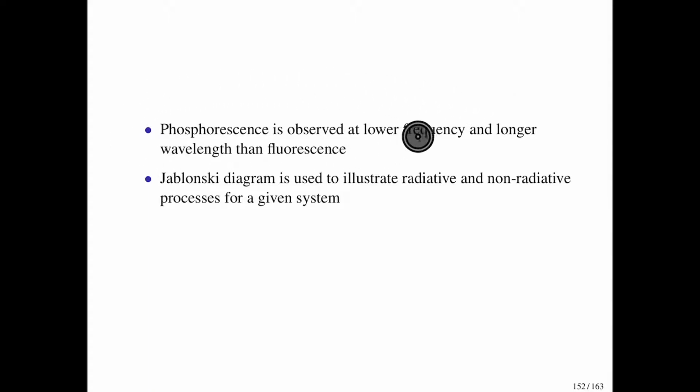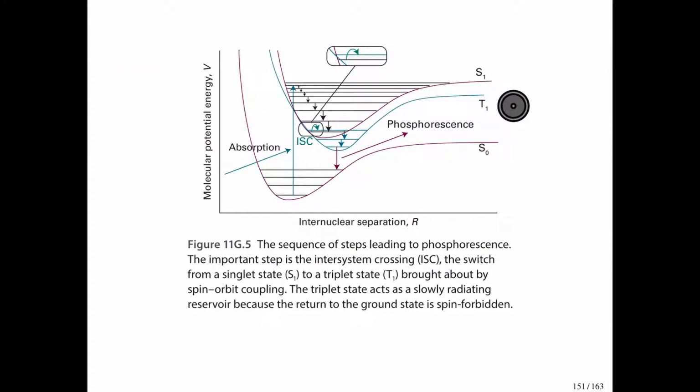The reason that the phosphorescence is observed at a lower frequency and longer wavelength than fluorescence is because the triplet has a lower energy than the corresponding singlet, always. So you'll always see phosphorescence at a longer wavelength than you will the fluorescence.